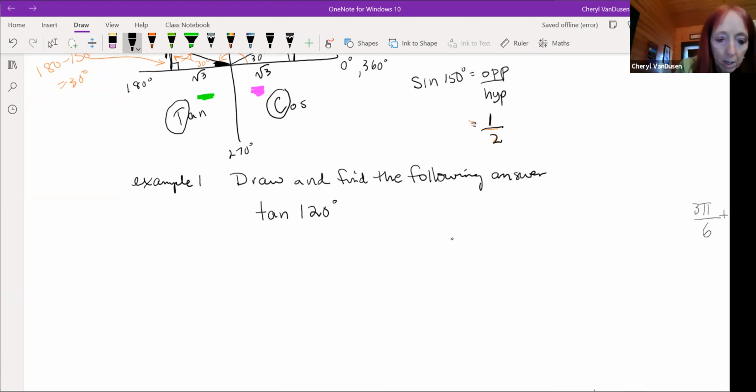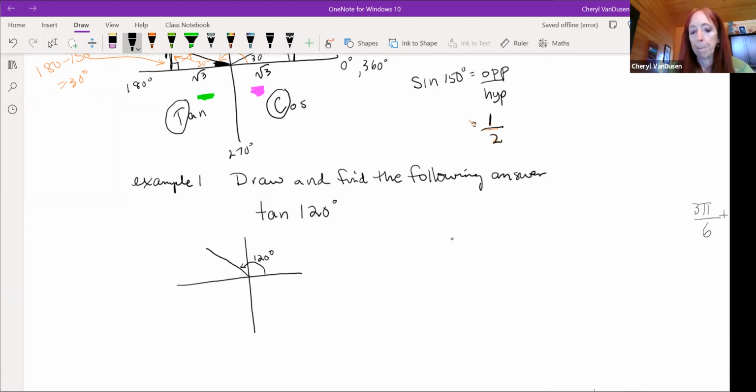Here's what this looks like. Draw yourself just a little grid. Again, remember I had mentioned, we don't care how perfect our triangles or our diagrams are, as long as we're in the correct quadrant. So we need to be in that quadrant 2 again. Somewhere over here is 120 degrees. We need to find this reference angle.